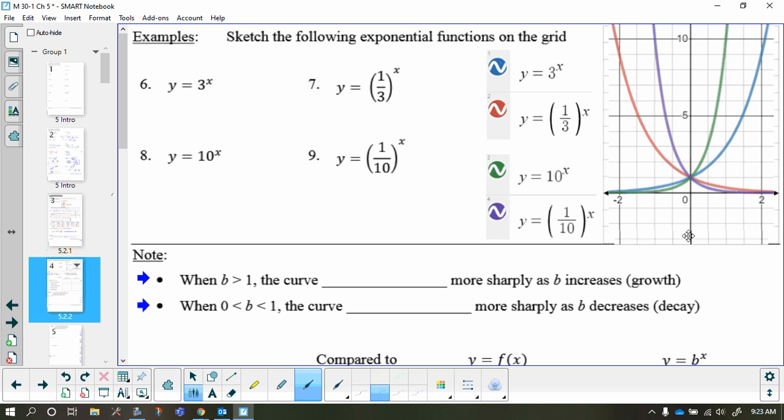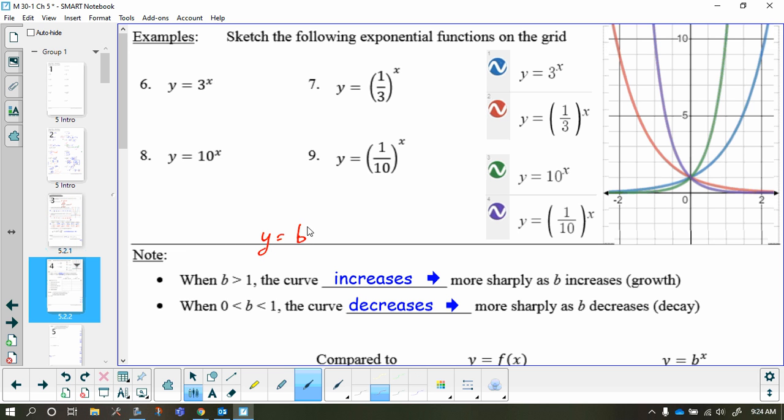So in summary, when the b value is greater than 1, we would say the curve increases more sharply as b increases, and we call that exponential growth. If our b value is between 0 and 1, then the graph decreases more sharply as b decreases. Now, we're saying this with the assumption that our function has the form y equals b to the x.